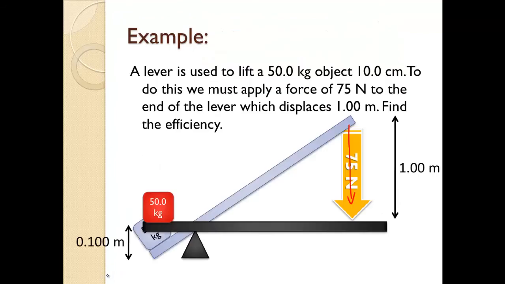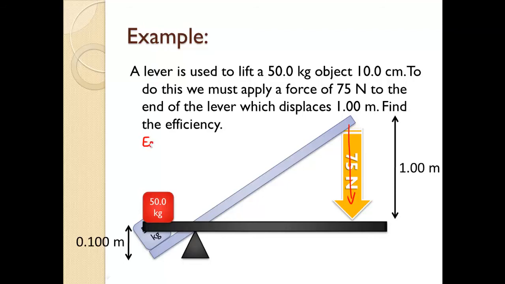So let's take a look at what one of these questions looks like. In this case, the lever is used to lift a 50 kilogram object 10 centimeters up. To do this, we must apply a force of 75 newtons to the end of the lever, which displaces 1 meter. Find the efficiency. So in this case, I hope you notice that there's some distances, there's some masses, there's some forces. I'm hoping you're relating this to work and power.